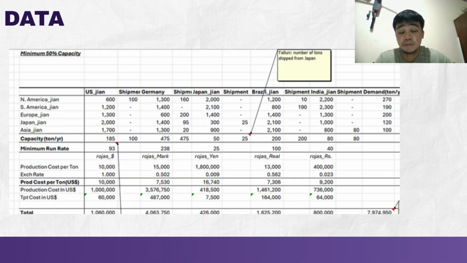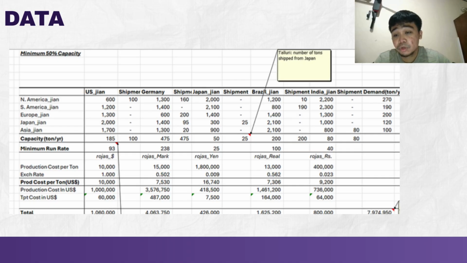So these are the given data, and following the first condition that no plant can run below 50% capacity, we will answer how much each plant should produce and which markets each plant should supply. Given this data, we can see that it is best if each of the countries under their respective continents will supply it.